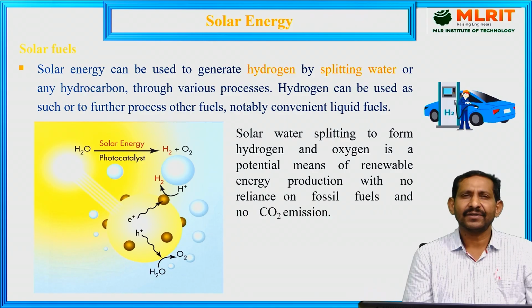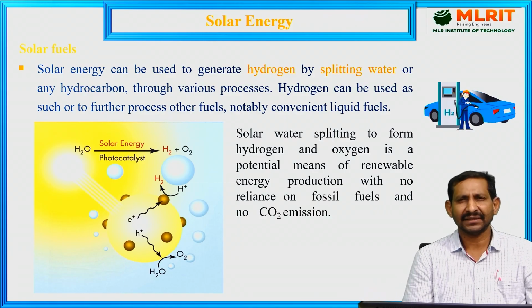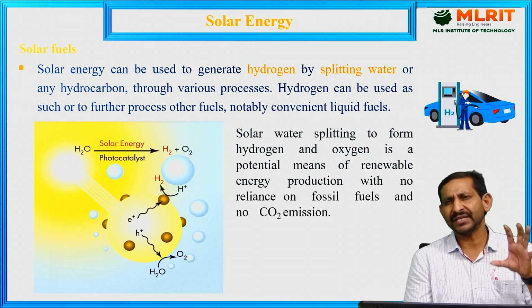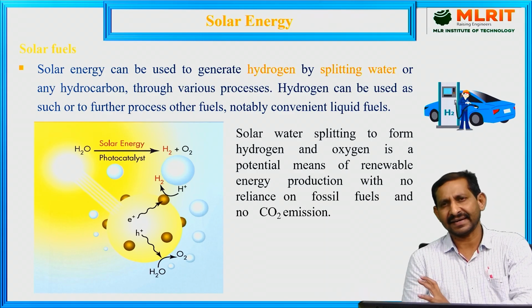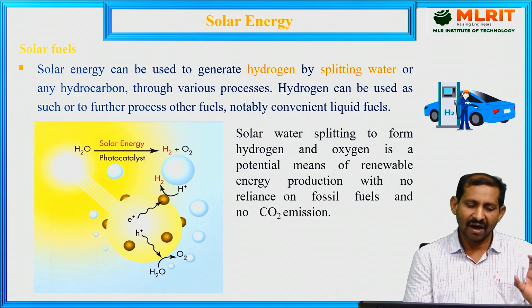So these are the solar fuels. Here solar energy can be used to generate hydrogen. Hydrogen is a cleanly burning gas that can be used as fuel for electric vehicles. It comes from splitting water or from hydrocarbons.